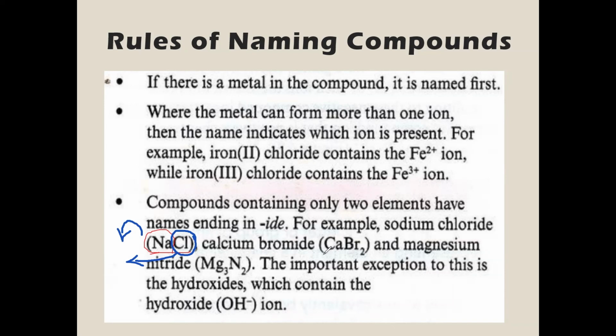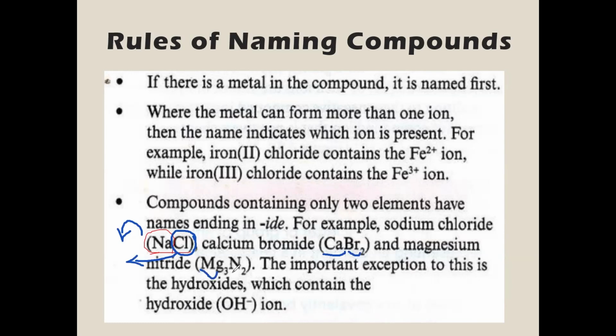Calcium bromide. So we start with calcium, Ca. We'll start with the metal name, calcium. And then the bromine. We have here only two types of atoms, so we will keep the root of bromine, brom, and then add ide. So calcium bromide.